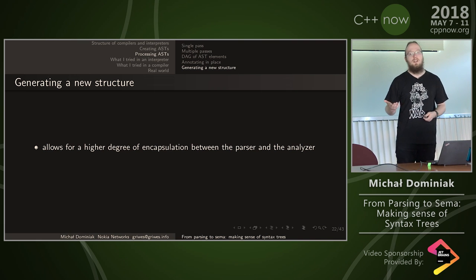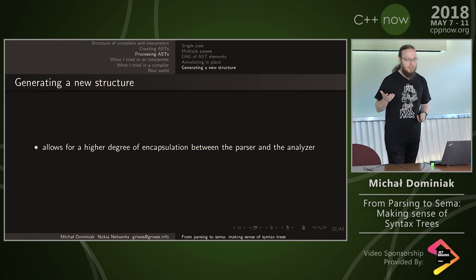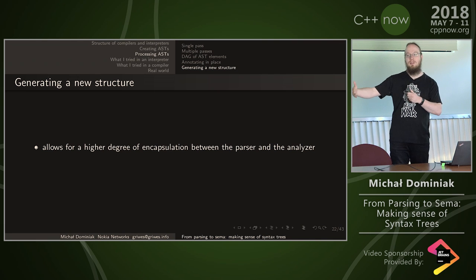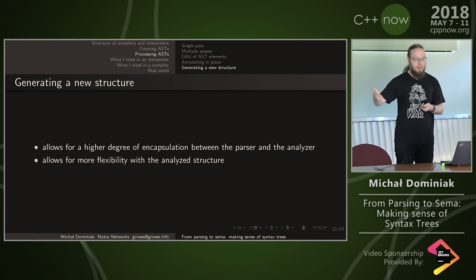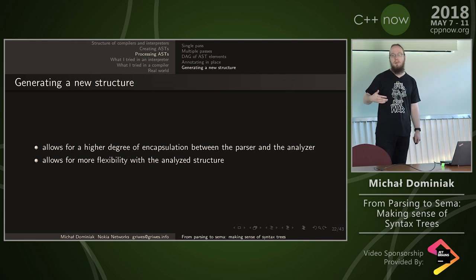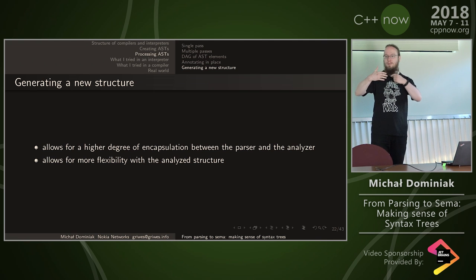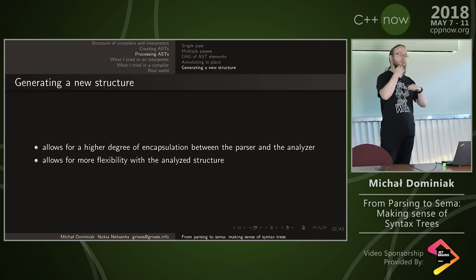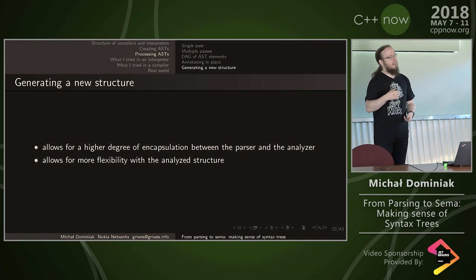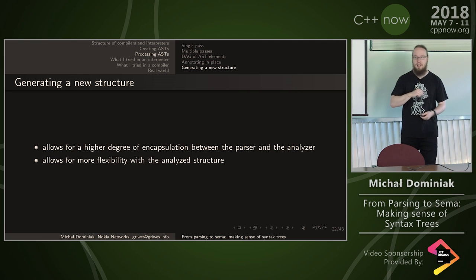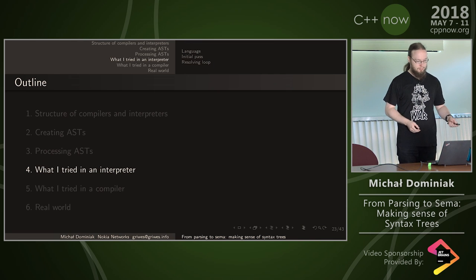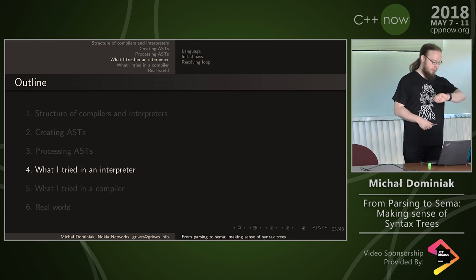But if we generate a new structure, then this allows us to have better encapsulation, a better separation of concerns between the parser and the analyzer. And we have more flexibility in the analyzer to generate the structures that we want, because the parser will have some way it wants the data structures to look, and that doesn't exactly have to be the same thing that the analyzer wants. Those can differ, so it gives us more flexibility. All right, this is going faster than I thought.